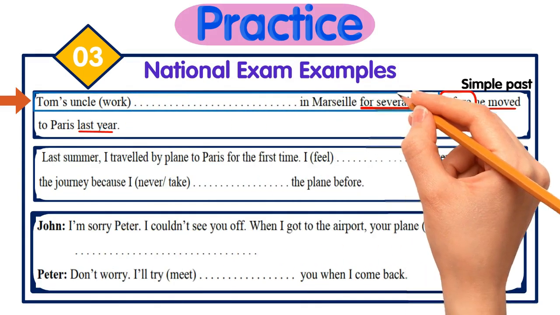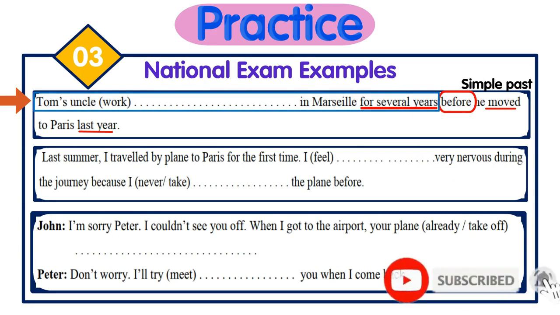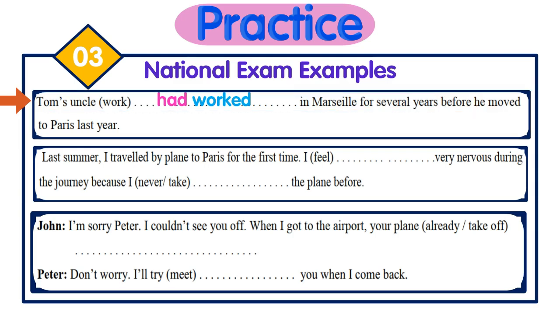And the sentence, Tom's uncle worked in Marseille for several years, is the first action which happened in the past. So we need to put the verb work in the past perfect. And then we're going to say, Tom's uncle had worked in Marseille for several years before he moved to Paris last year. You can also use the past perfect continuous here and say, had been working. It's correct as well. Let's move to the second one.